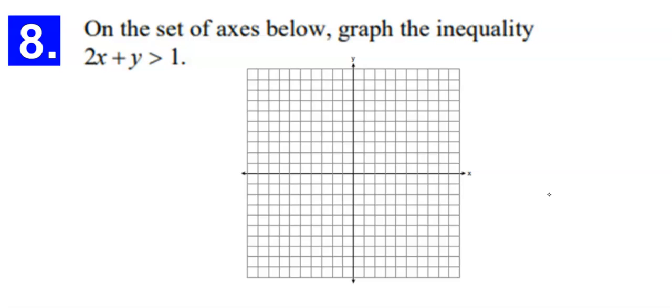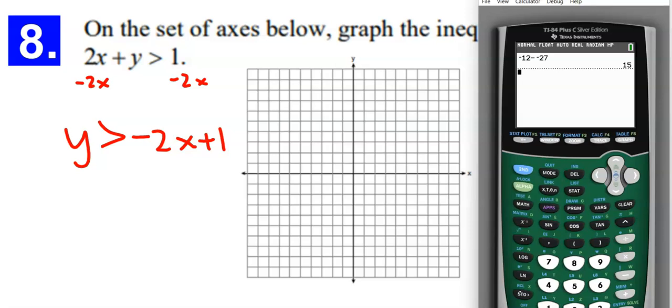Question number 8 asks you to graph the inequality on the axes shown. Well, to graph, it needs to be in slope-intercept form. So I'm going to subtract 2x from both sides, giving me y is greater than -2x plus 1. Now you can use your graphing calculator to create a table of values by typing -2x plus 1 and then looking at the table so that you can get some points along the boundary line.